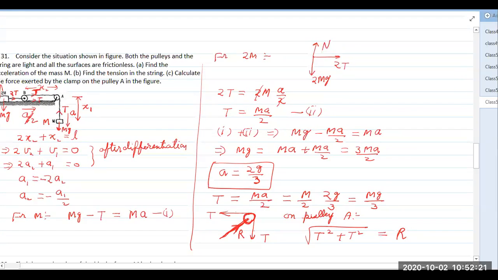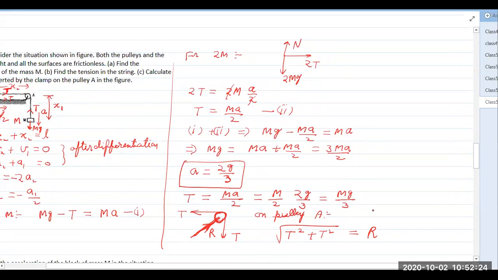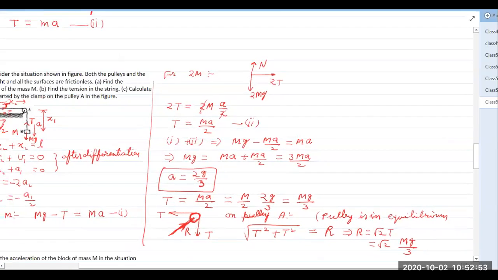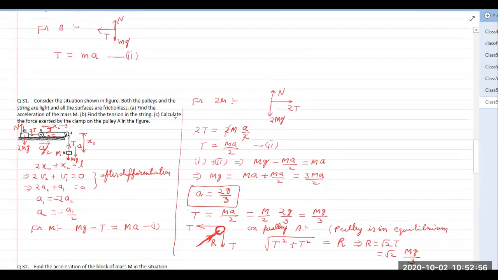Why are we writing this? Because the pulley is in equilibrium. Equilibrium means no net force. So we can write R equal to root 2 T, and T is mg by 3. So R is root 2 mg by 3, and this will be the answer. You can find the force on the pulley from the force on the string, and that string is deciding how much force will act on the clamp.